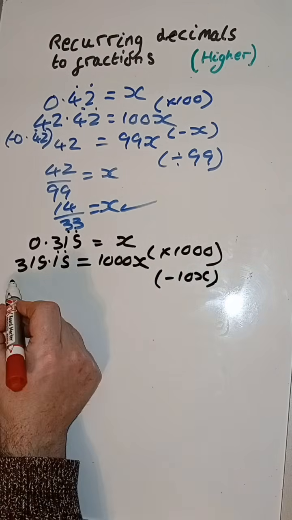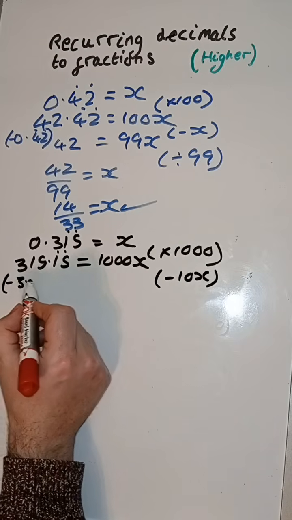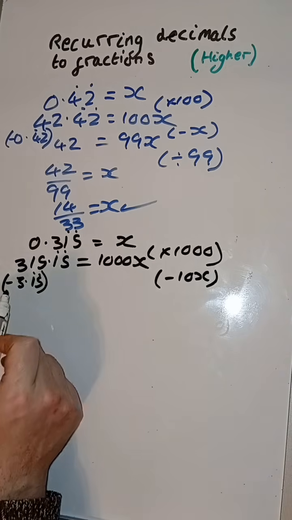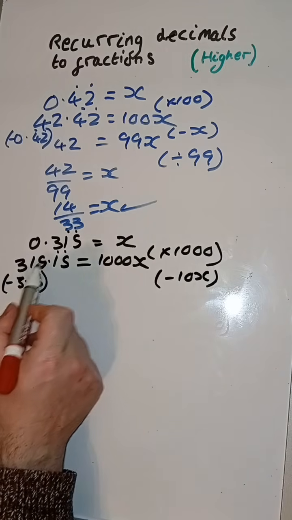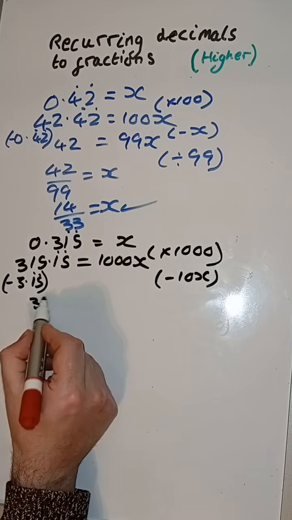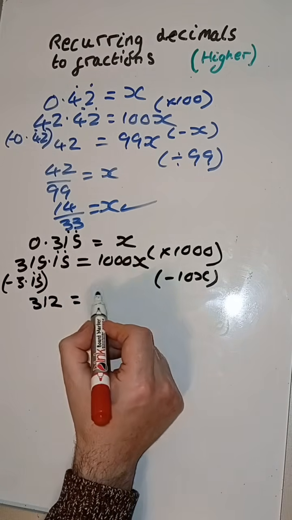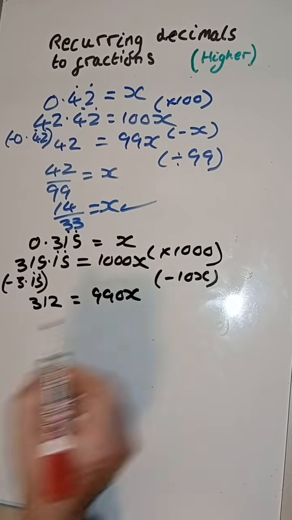And on the left hand side, that looks like taking away 3.15 recurring. Fantastic. So be careful with this taking away. It's a bit trickier than the last one. So we have got 3 to take away from that 5. So it's 312. The 1 and the 5, of course, line up. And that's equal to 990x.